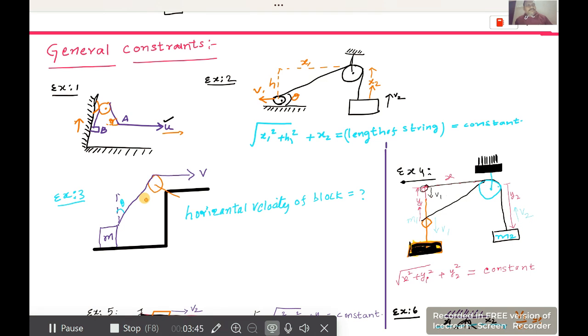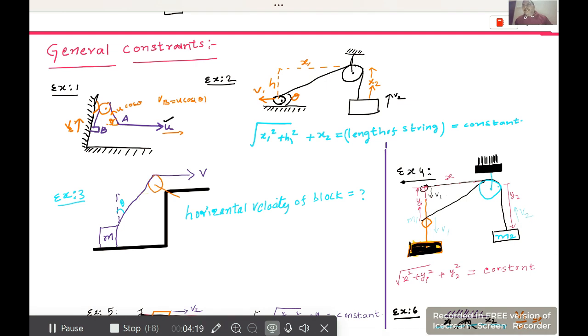Here theta is given. Therefore I will take the velocities along the string. The velocity of B is along the string, but the velocity of point A is not along the string. Therefore I can change u into u cos theta along the string. Therefore VB is equal to u cos theta. This is by the method of relative velocity.